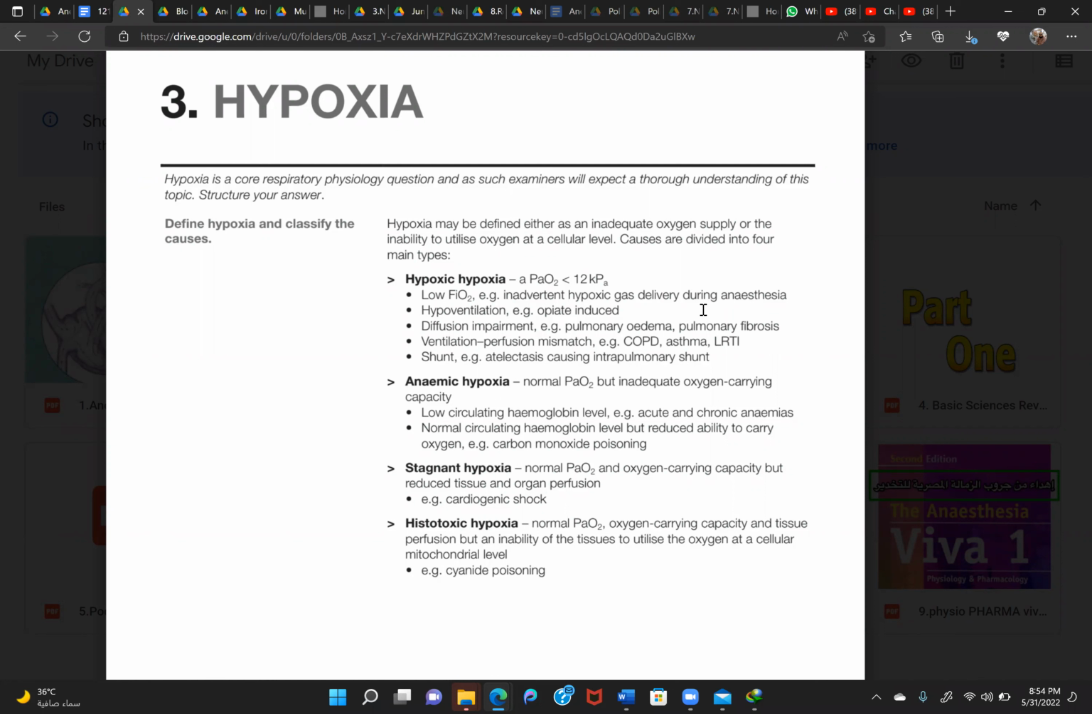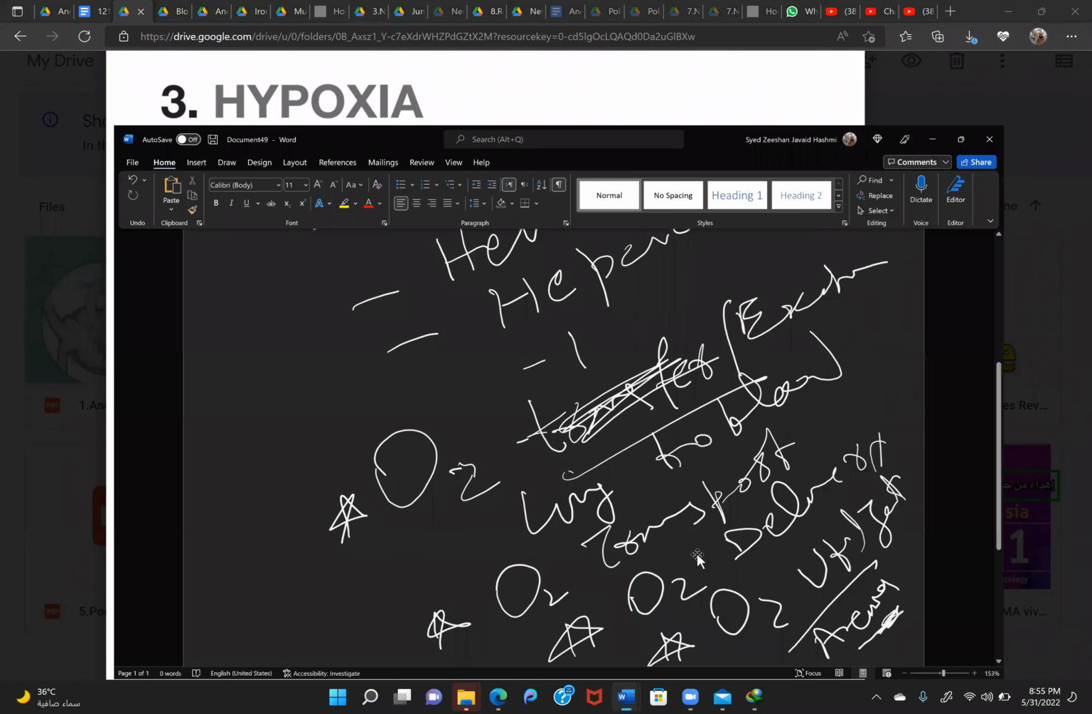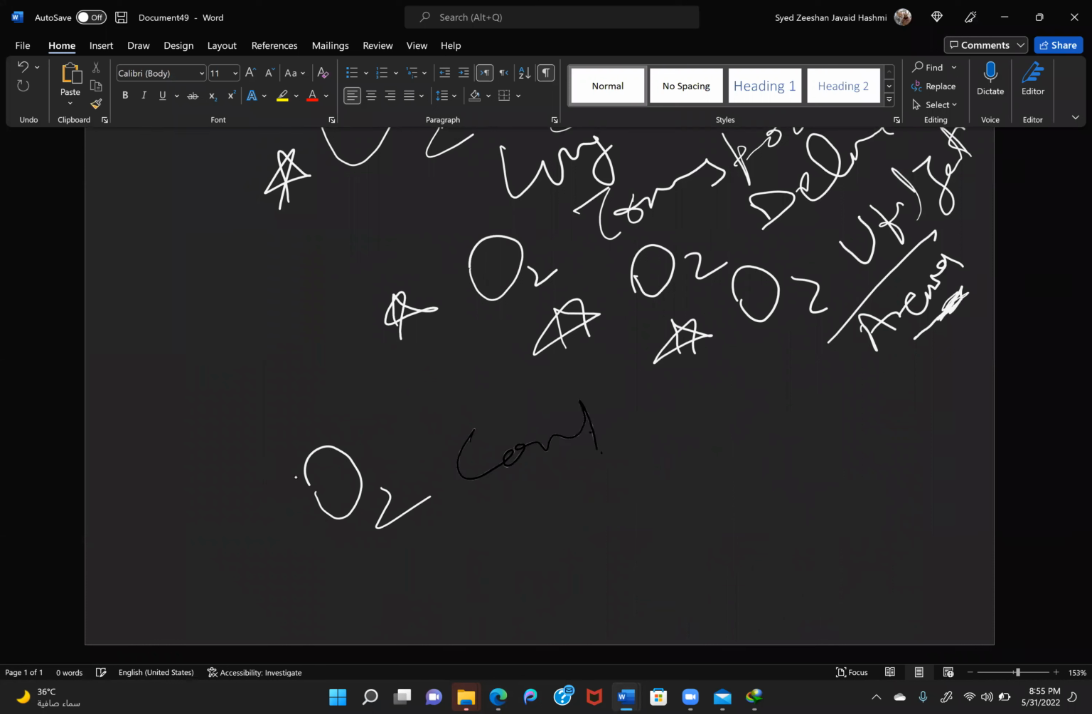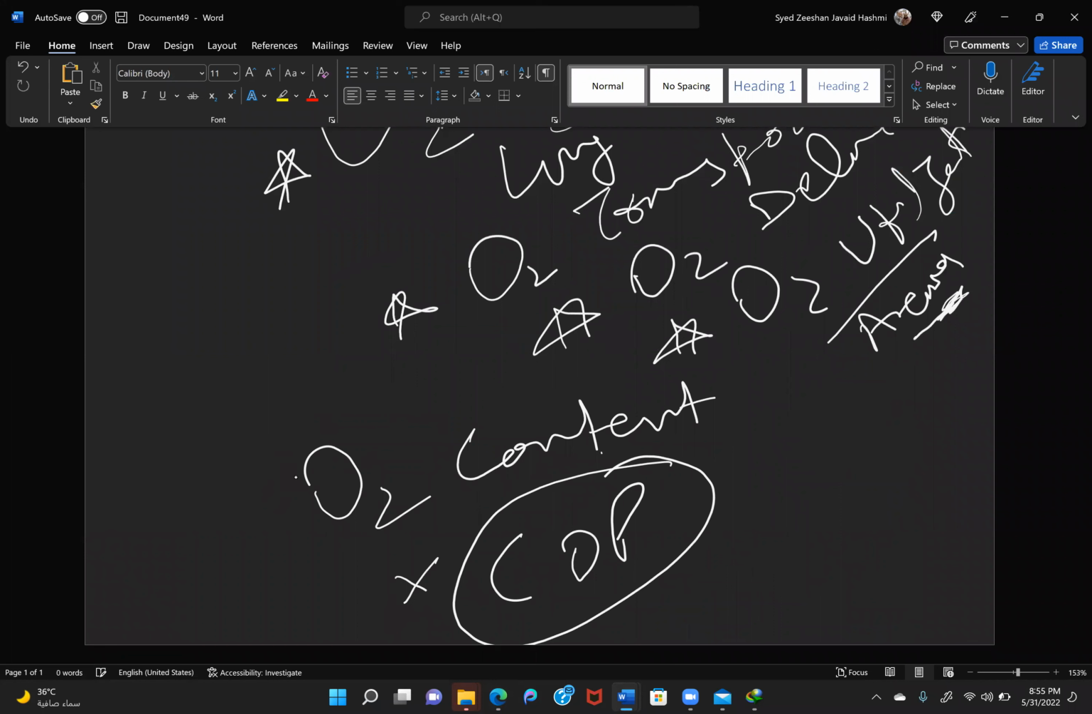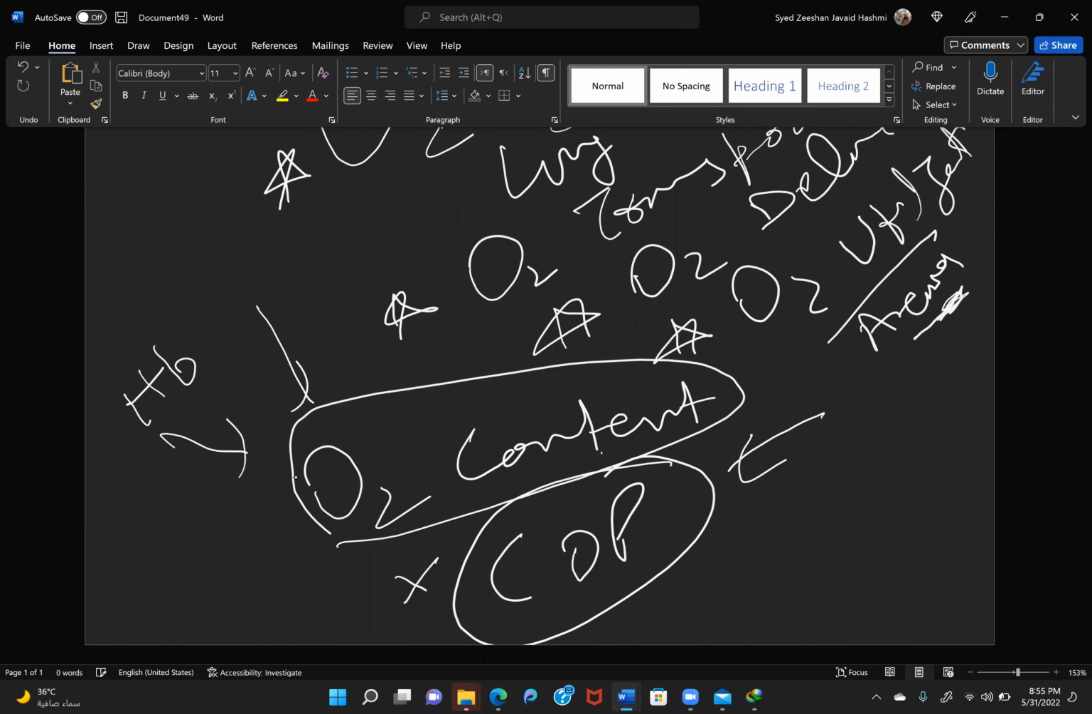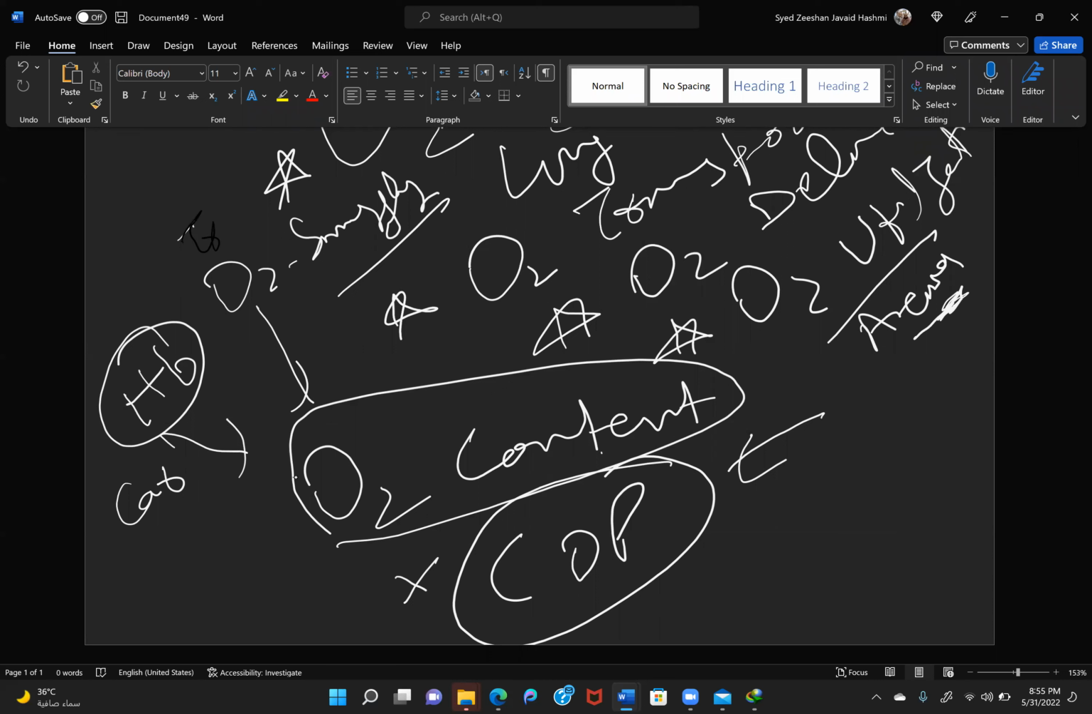Then third is stagnant hypoxia, in which there is failure of the pump. The car is there, but the driver is not there. The pump, that is the heart, is not able to make the circulation. The concept to understand is that one thing is oxygen content, and the other thing is cardiac output. In stagnant hypoxia, there is no cardiac output. Oxygen content relates to hemoglobin and oxygen. I'm using simple words to make you understand. Hemoglobin is the car, the traveler is the oxygen, and this is the driver. If there is no driver, even if the content is there, it cannot be transported.